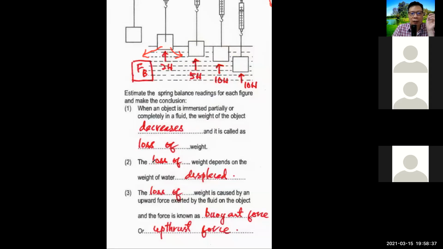Number 2. The loss of the weight actually depends on the weight of water displaced. The loss of the weight is actually equal to the weight of the liquid displaced. And the last, number 3, the loss of weight is caused by an upthrust force exerted by the fluid on the object, and the force is known as buoyant force. Remember the term, buoyant force or upthrust force. You can call it either one. Upthrust means supporting the object to make the object float.